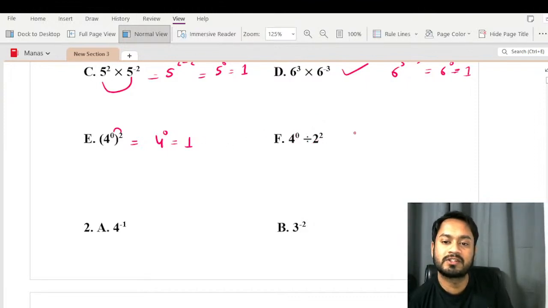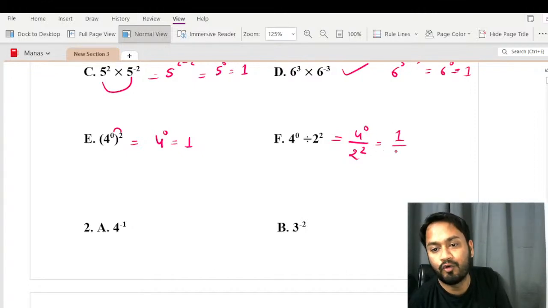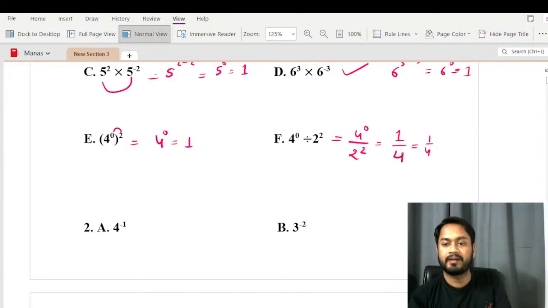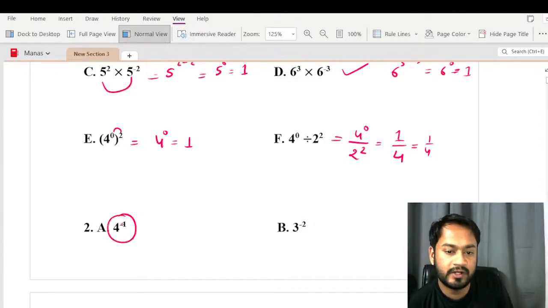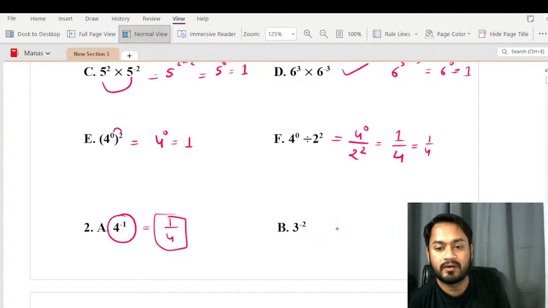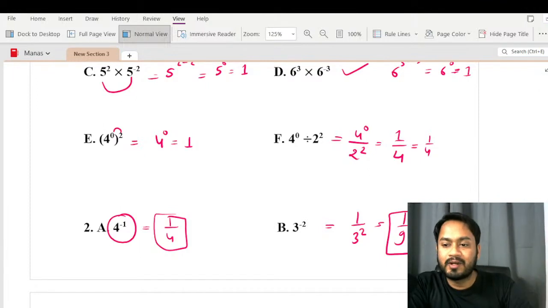Now this is again 4 to the power 0. Anything to the power 0 is 1, and 2 raised to power 2. So anything to the power 0 is 1. So this will be 1, and 2 raised to power 2. This will become 4. Okay. So this is 1 by 4 is the answer, right? Now this one, I told you that this is one of the rule of the indices. If there is a power is negative, you can write 1 upon 4. Okay, so answer is this only. Now this can be written as 1 upon 3 raised to power 2, which can be further solved to 3 raised to power 9, because 3 raised to power 2 is 9. Okay, so I hope you understand the idea.